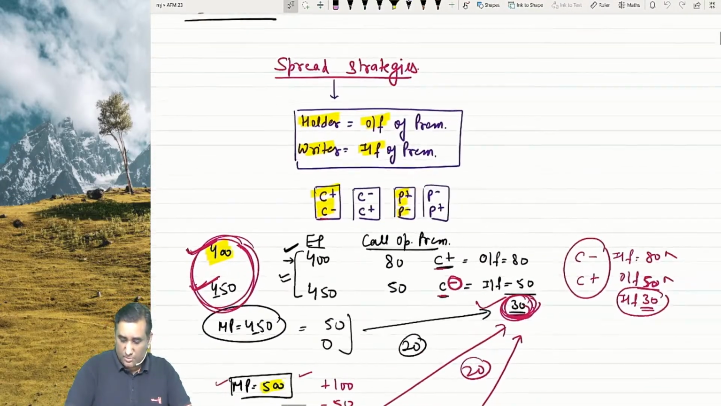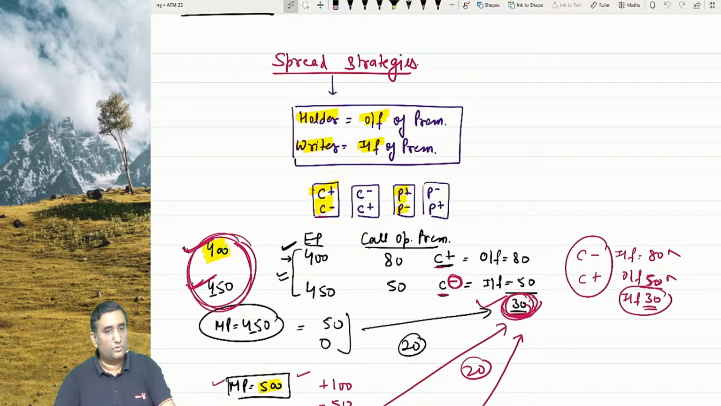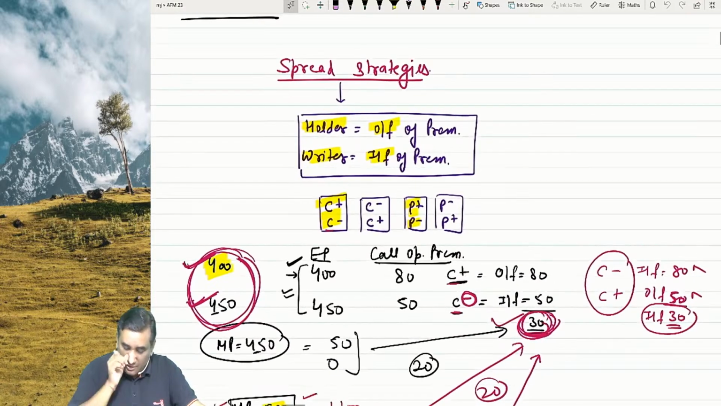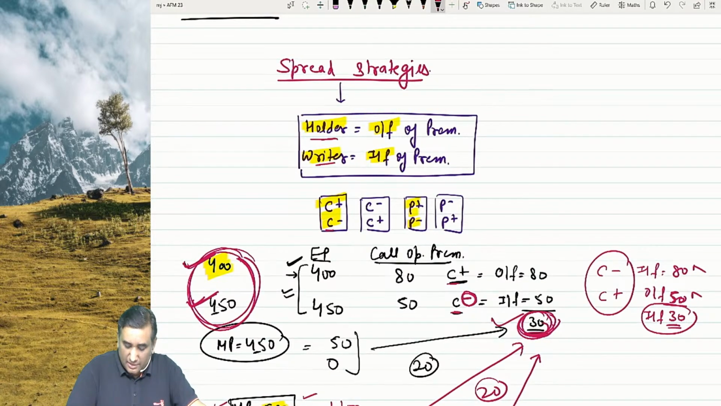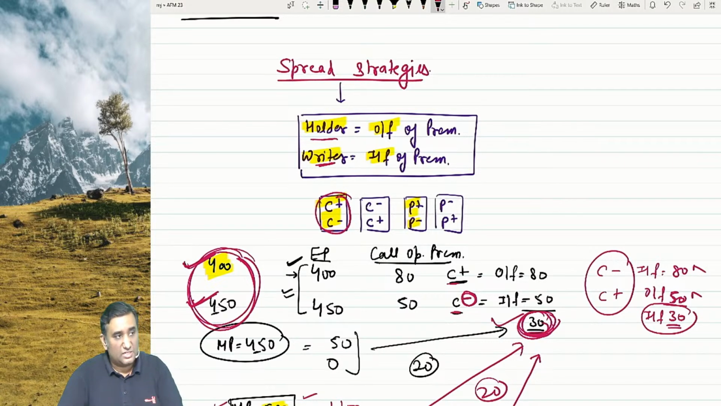Let me discuss with you some strategies of this spread, so that the objective is you should be able to solve it no matter what strategy comes. In a spread strategy, a person will become a holder as well as the writer. These are limited loss and profit strategies. It could be either C plus C minus. Combinations are C plus C minus, C minus C plus, P plus P minus, and P minus P plus. Any one of them.